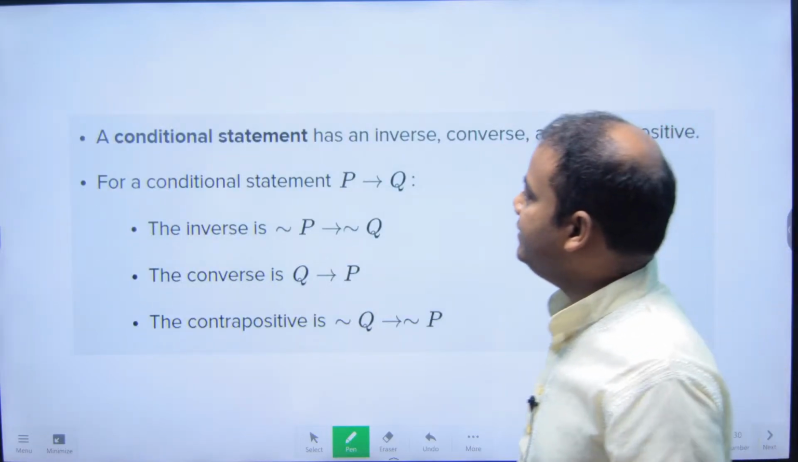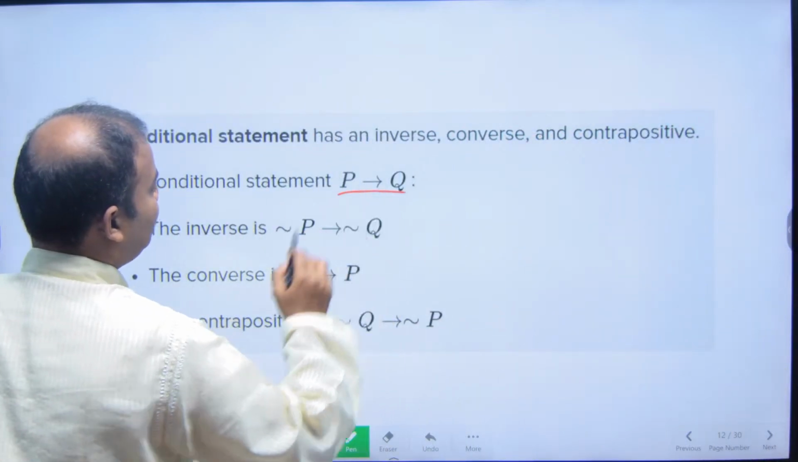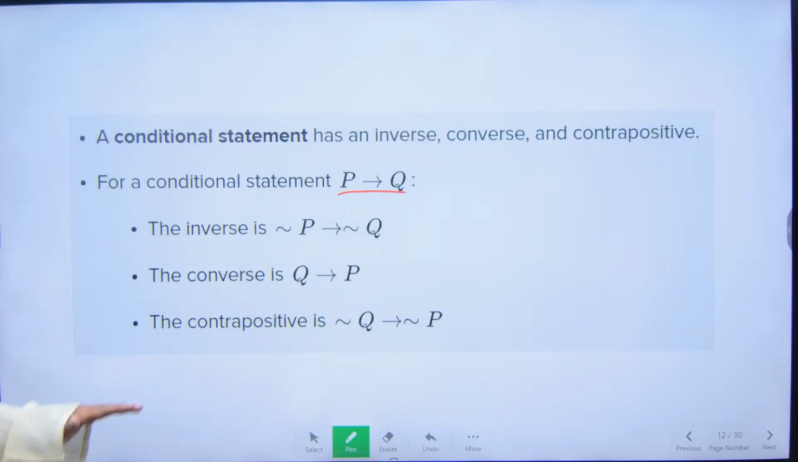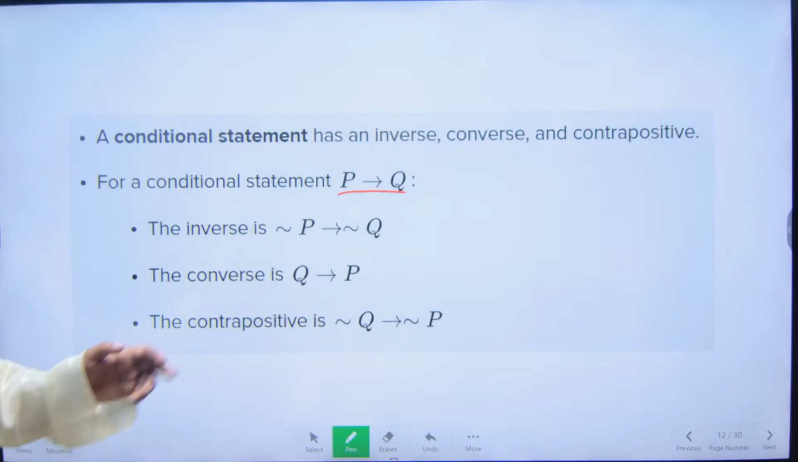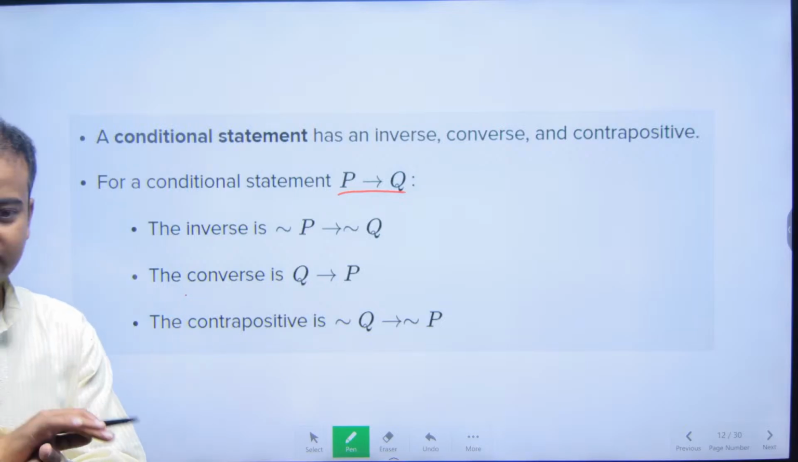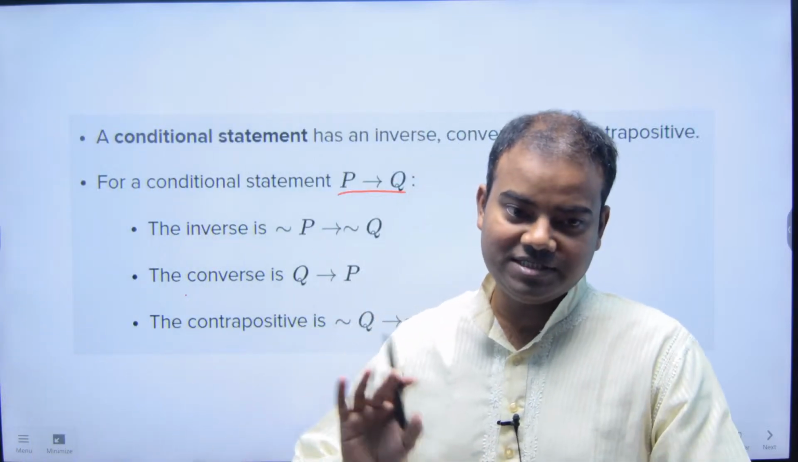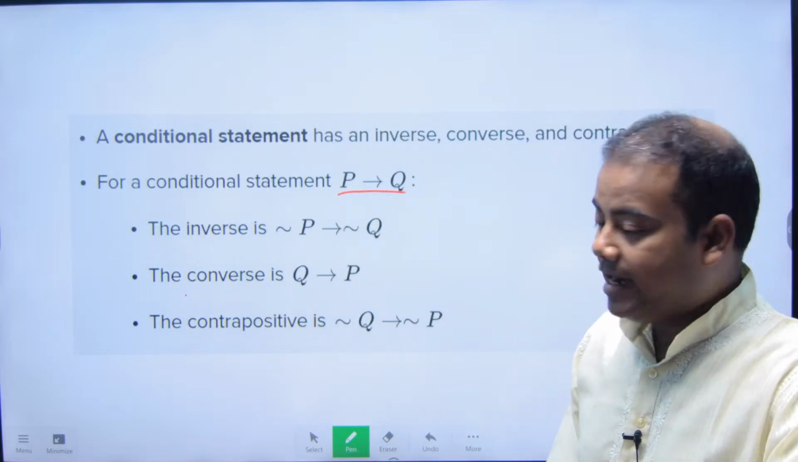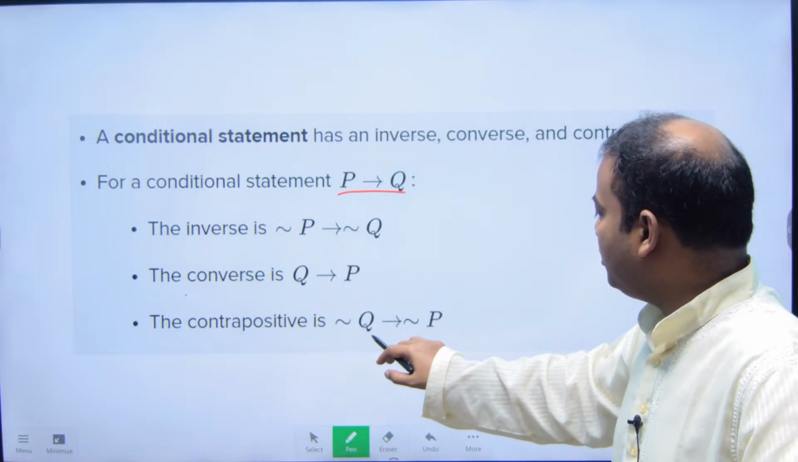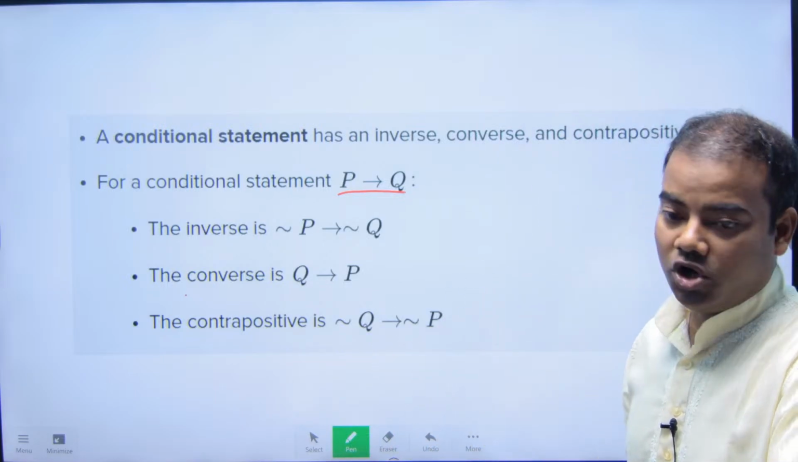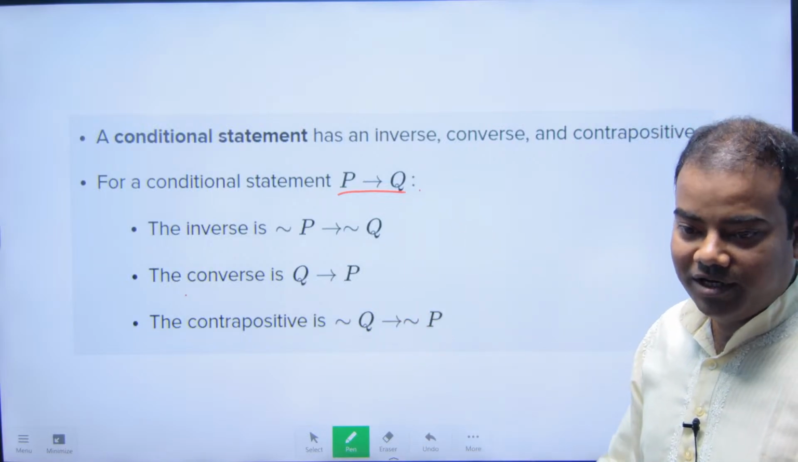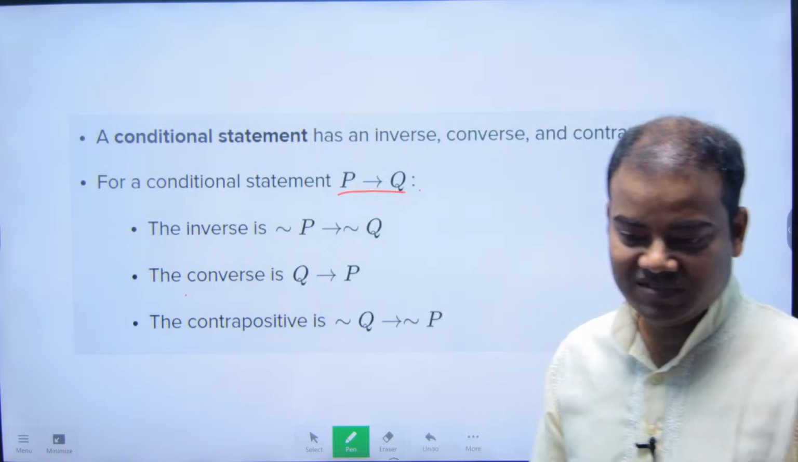Now for any conditional statement, for example, if P then Q, we have three forms of that conditional statement. Inverse, which means not of that. Converse means you change the side: if P then Q, converse is if Q then P. And contrapositive, what is contrapositive? Not Q then not P. Okay. Now can you tell me which one this statement is equivalent to, or whether it is not equivalent to any one? Can you tell?